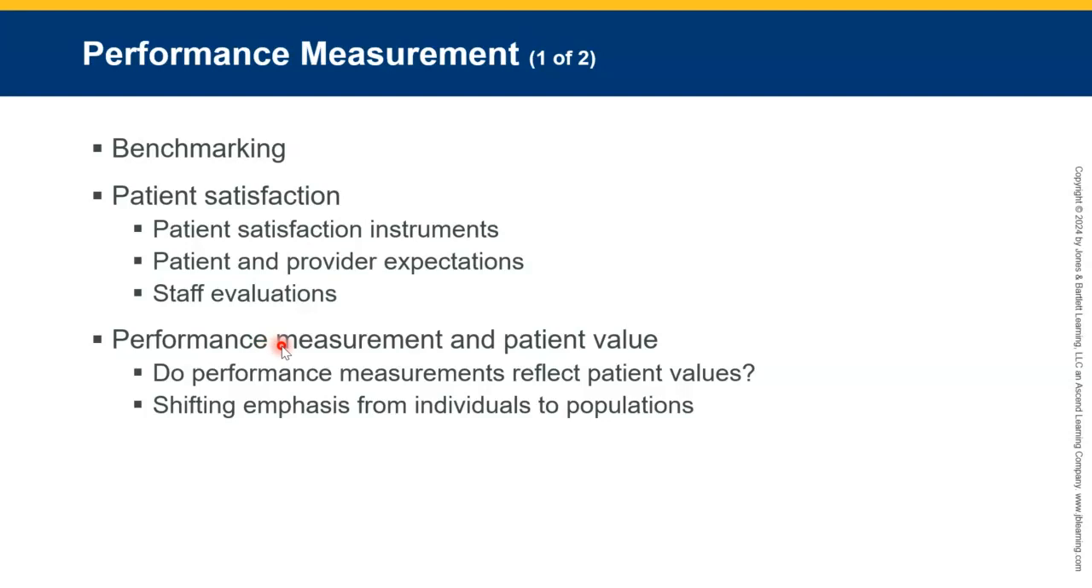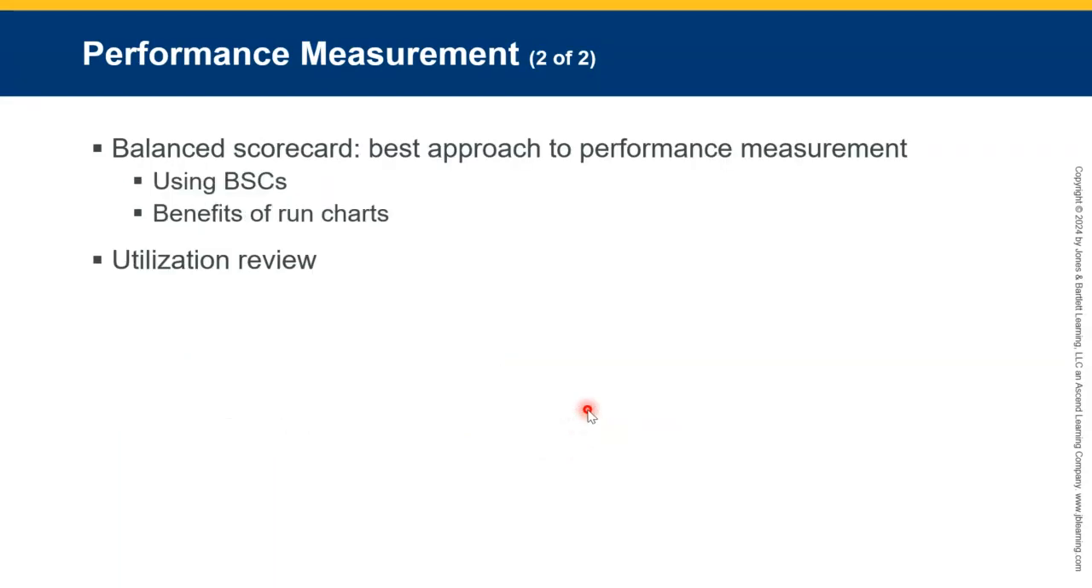The next one, performance measurement and patient value. Do performance measurements reflect what patients value? That's important, or they pretty much are useless. Shifting emphasis from individual to population. So the other thing that needs to be taken into account is that parents of young children are going to have a different focus than maybe an older person with chronic diseases. So administrators need to focus on what the patients want and what they value, and to the population that they're looking at. If not, like I said, the statistics become useless.